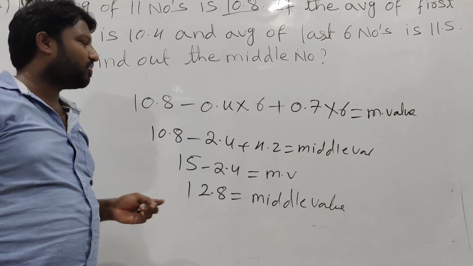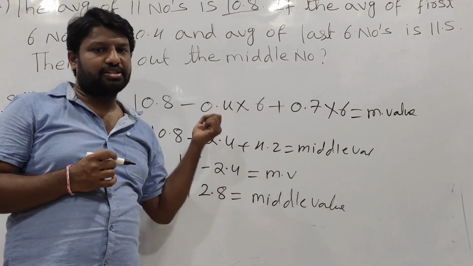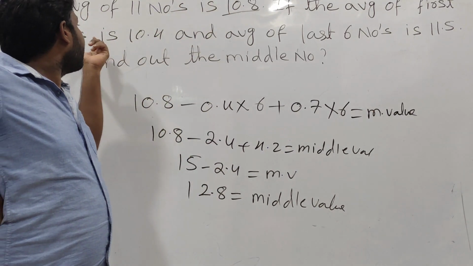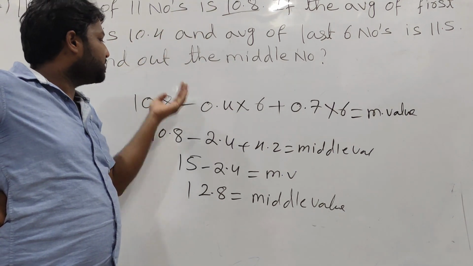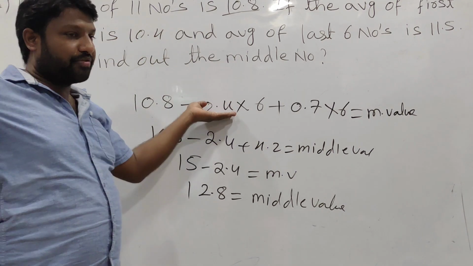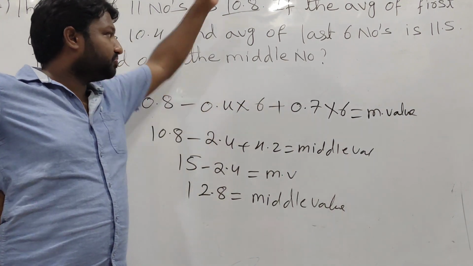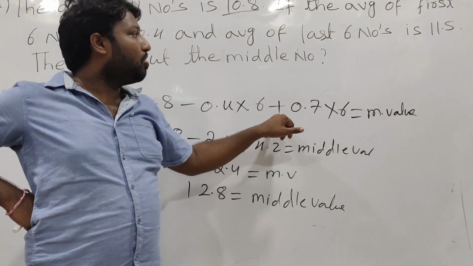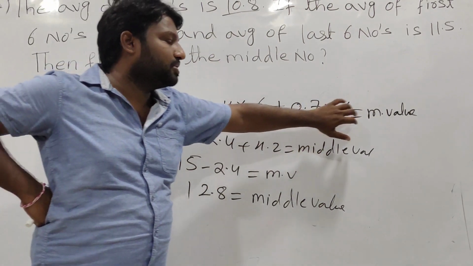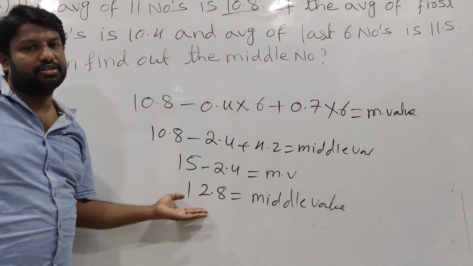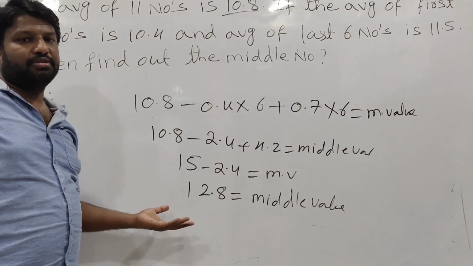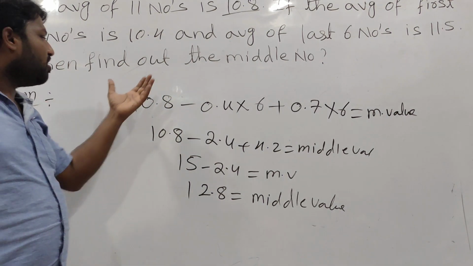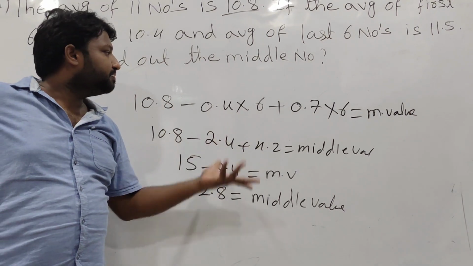This is also the same thing, but what I have done is, if you do it like this, your calculations will get reduced. I have taken the total average here. First 6 numbers average is 10.4, so it is less by how much? Less means I have written minus. 0.4 for how many numbers? Into 6, plus the next 6 numbers' average is 11.5. So it is greater than this, so I have written plus. How much is it greater? 0.7 for 6 numbers. That will equal the middle value. Directly I am getting the middle value like this. You can do the previous method or this method. In the previous method also, don't take ABCDs, directly you can write like that. This is also a very effective method.